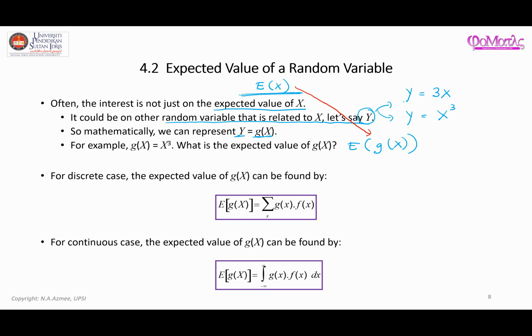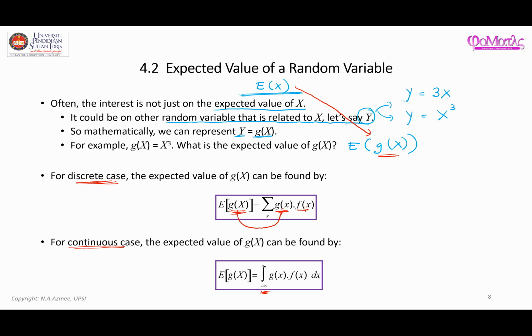The idea is very simple. If you want to find the expected value of g(X), where g(X) is a function that depends on X, you just need to plug in g(X) right next to f(x), find the product of these two items, and then follow the same process of summing up with respect to x. This is clearly the case of a discrete random variable, where you're dealing with summation. If you have a continuous random variable, then you'll be dealing with integration, as you have seen many times in the previous videos.